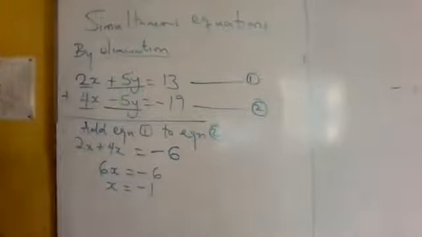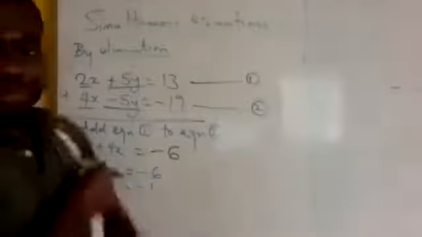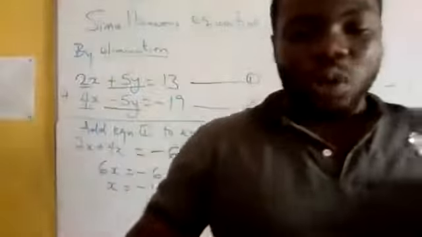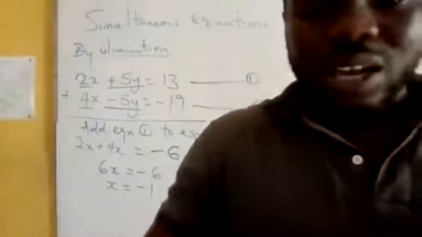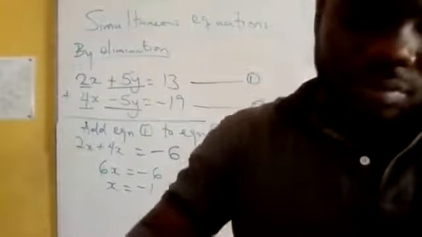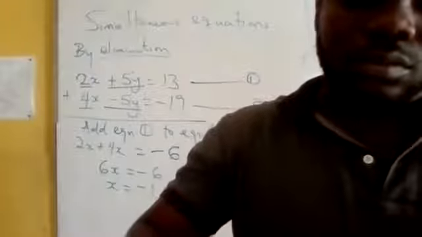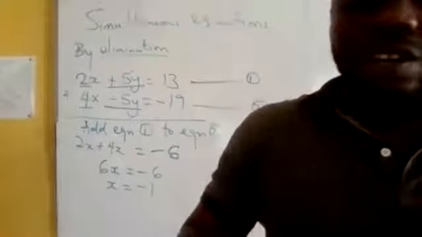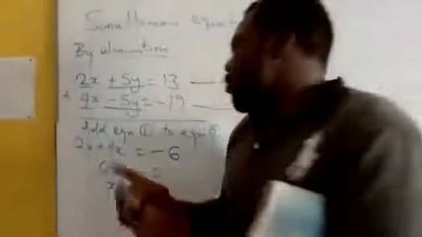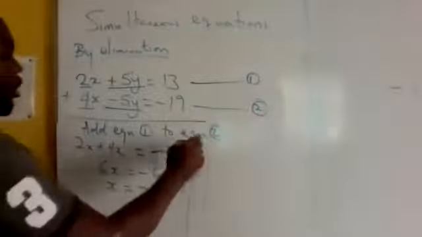Now, that means that you've gotten the value of x. That's what it means. That the value of x has been what? Has been obtained. That the value of x has been obtained. So now we'll move to the next part. Let's draw a line here to indicate that we're looking at the next part.